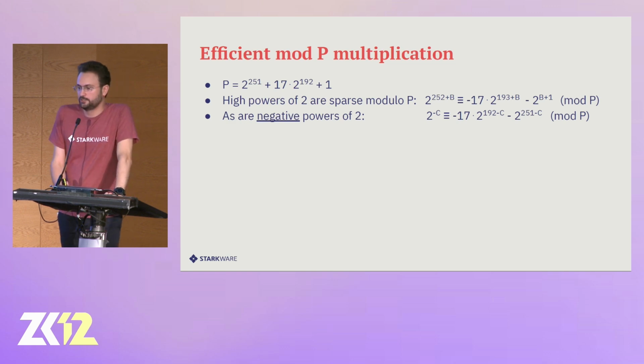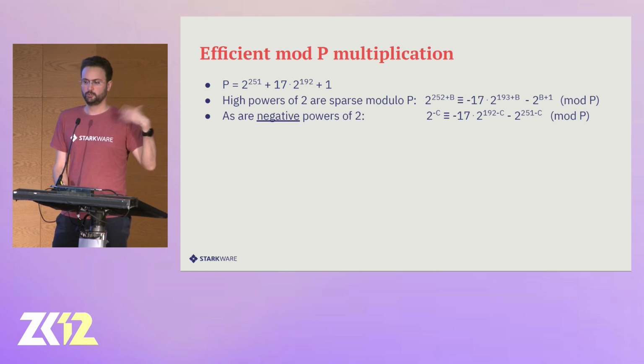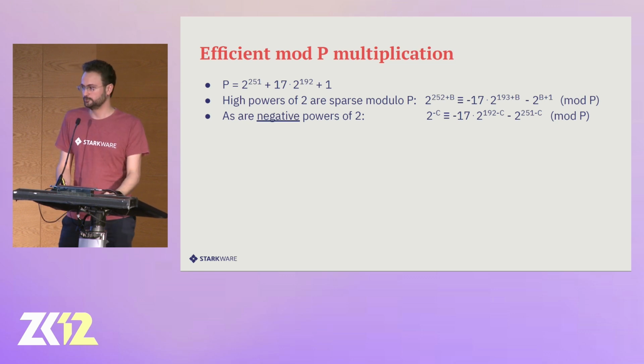So the sparseness of P actually means that modulo P, some powers of 2 will also be very sparse. So how do we compute a large power of 2 modulo P? We can see that the fact that P equals 2 to the 251 plus 17 times 2 to the 192 plus 1 means that modulo P, 2 to the 251 is minus 17 times 2 to the 192 minus 1. And if we multiply that identity by a power of 2, but not too big a power of 2, then we get that some powers of 2 up to P are just sums of minus 17 times a power of 2 minus 1 times a power of 2.